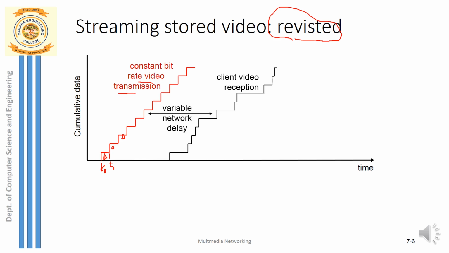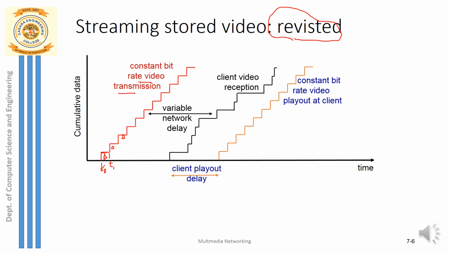Now you can see the client is receiving the bytes. The second graph, this black graph, is the client's receiving rate. How exactly is the client receiving the data or the bytes? At time t0, say the first frame or the first set of bytes is received at the client side. And you can see this horizontal gap. What is this horizontal gap?